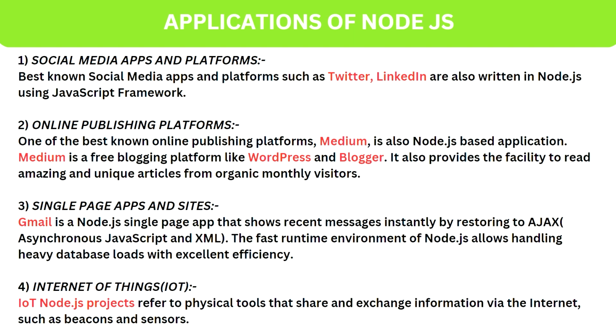Single page apps and sites. Gmail is a Node.js single page app that shows recent messages instantly by using AJAX, that is, asynchronous JavaScript and XML. The fast runtime environment of Node.js allows handling heavy database loads with excellent efficiency. Internet of Things, or IoT. IoT Node.js projects refer to physical tools that share and exchange information via the internet, such as beacons and sensors.